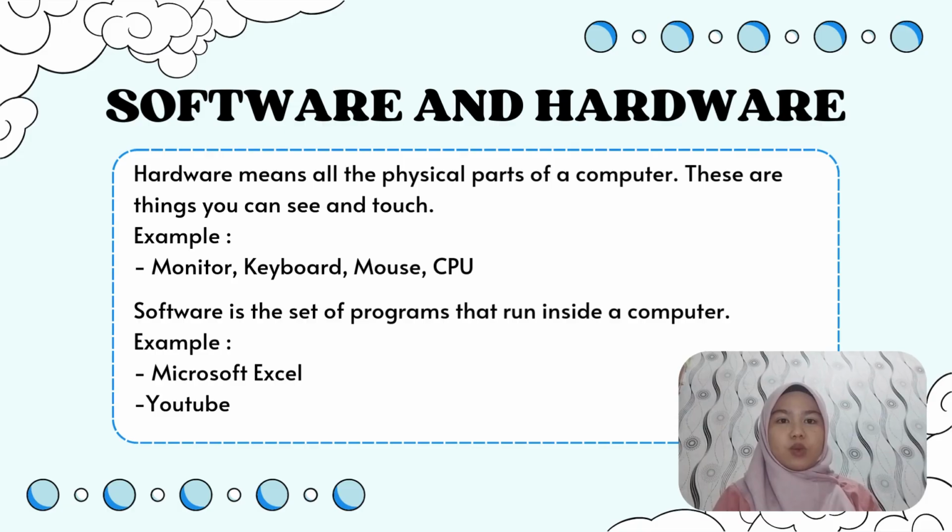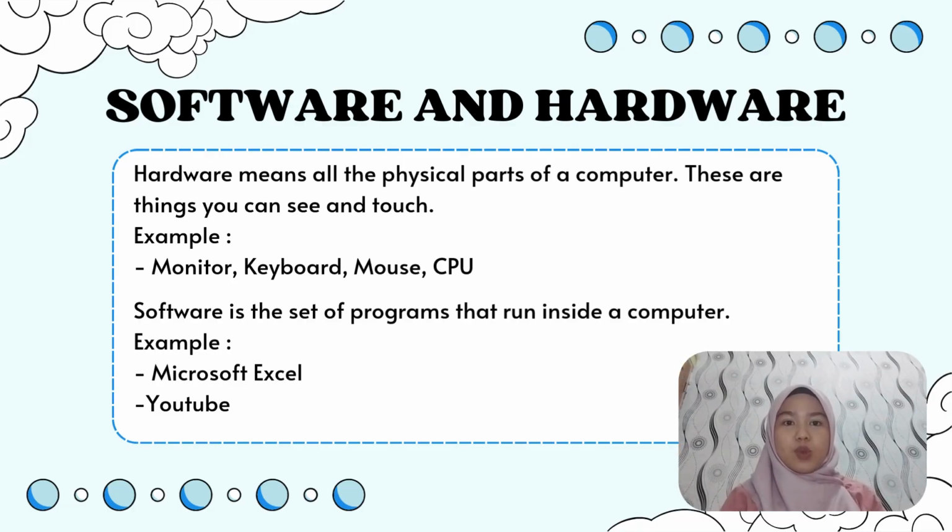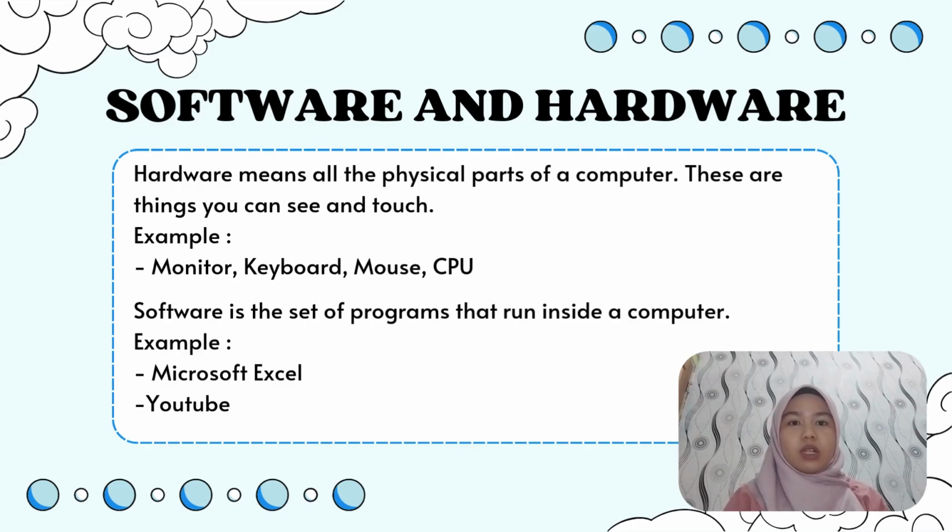Now let's talk about what inside the computer, hardware and software. A computer is made of the main part, hardware and software. Let's learn the difference. Hardware means all the physical part of a computer. These are things you can see and touch. Example, monitor, keyboard, mouse, and CPU. Without hardware, the computer cannot run.